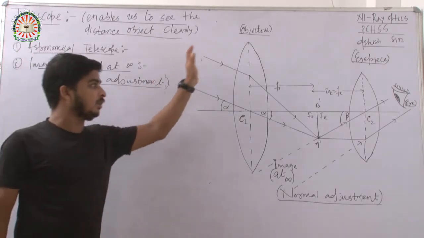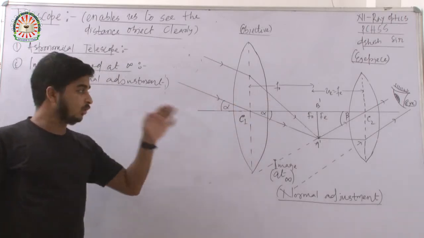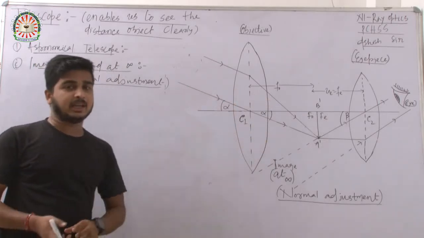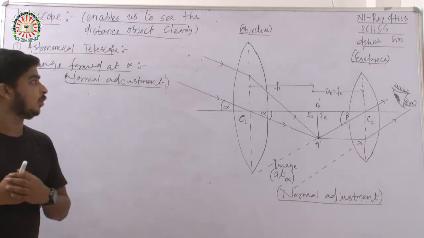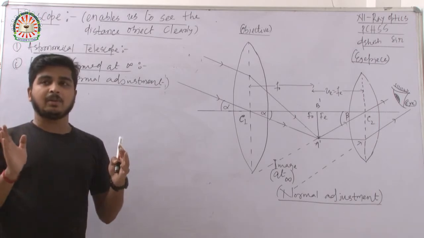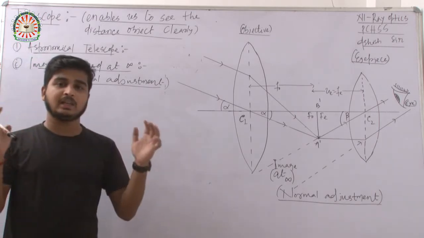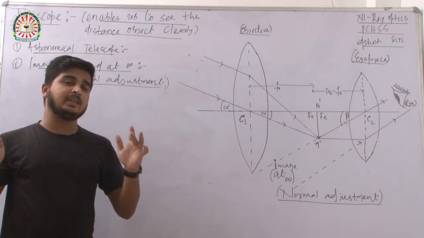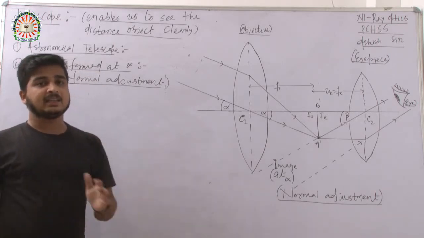So here I have drawn the ray diagram of a telescope in normal adjustment. We will discuss the ray diagram further. Now there are a few important points that you have to know. First, an astronomical type telescope is a refracting type telescope and these are smaller in size.